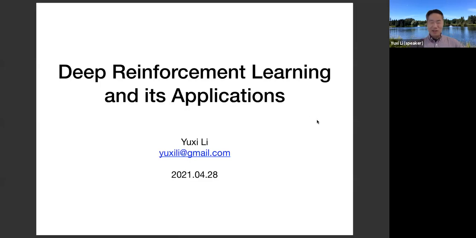Okay, so this talk is about deep reinforcement learning applications. Basically, it's a big overview with some of my understanding. So, okay, let's start.